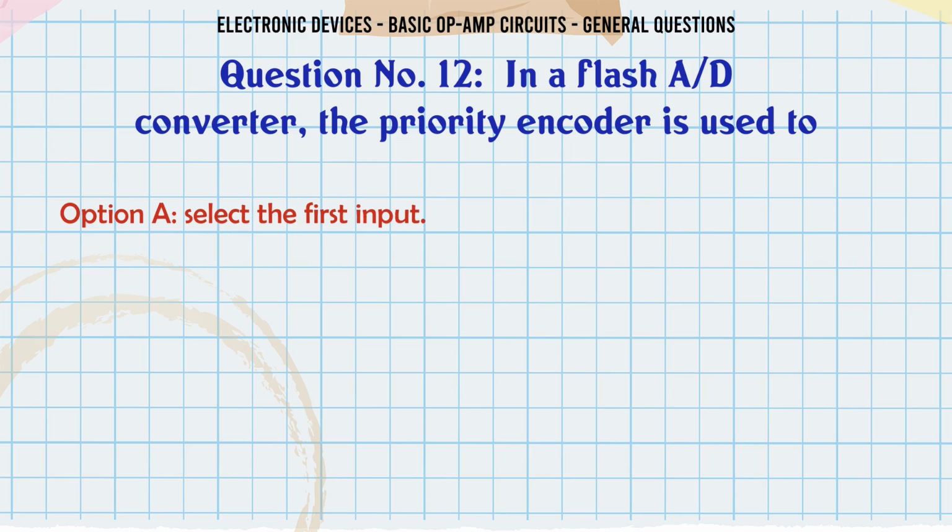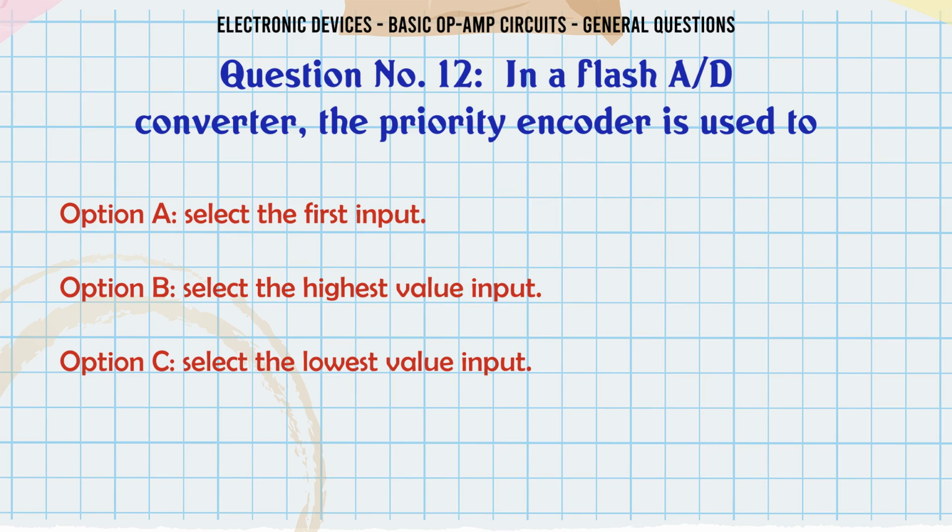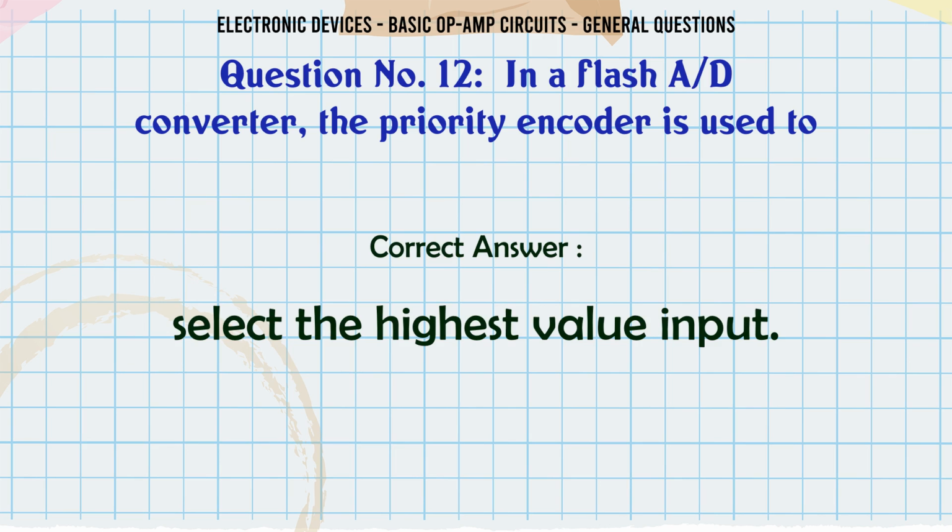In a flash AD converter, the priority encoder is used to: A. Select the first input, B. Select the highest value input, C. Select the lowest value input, D. Select the last input. The correct answer is select the highest value input.